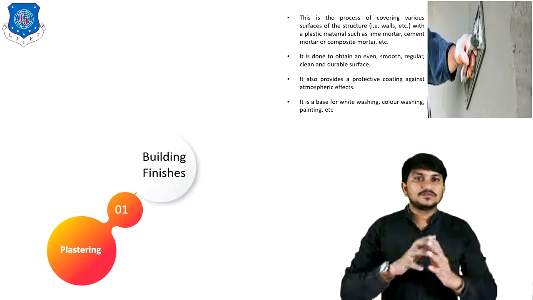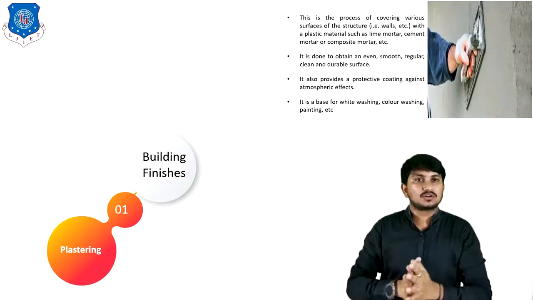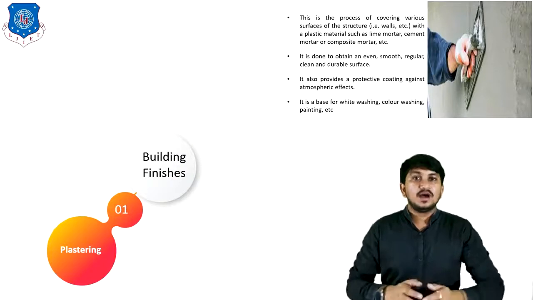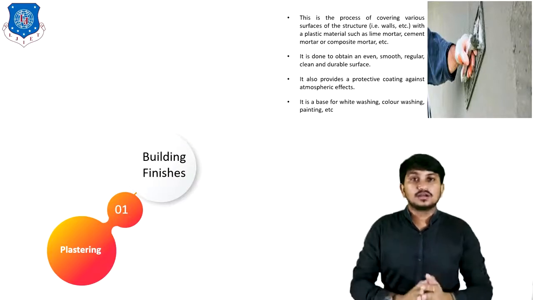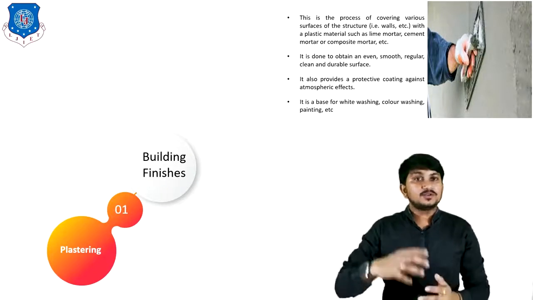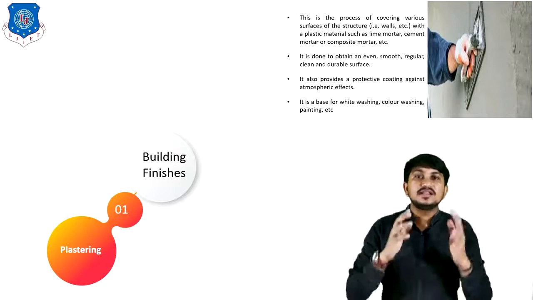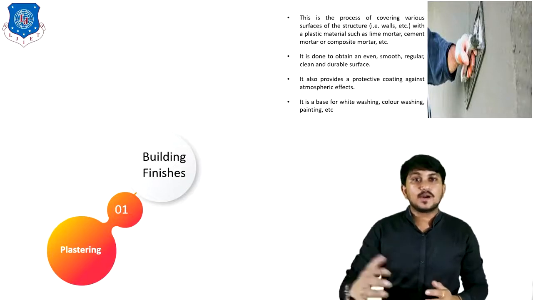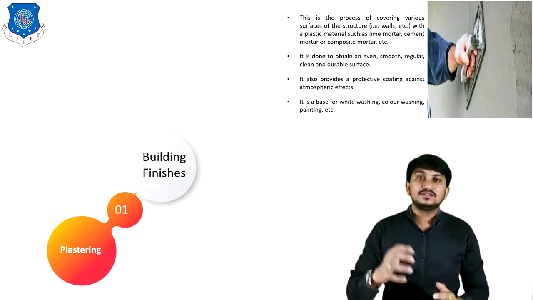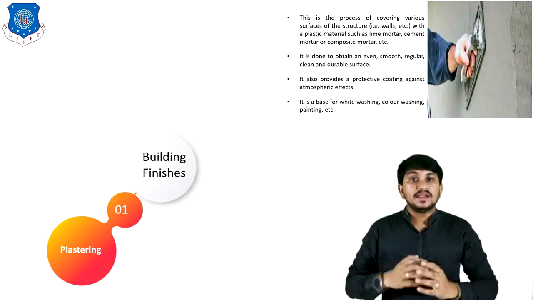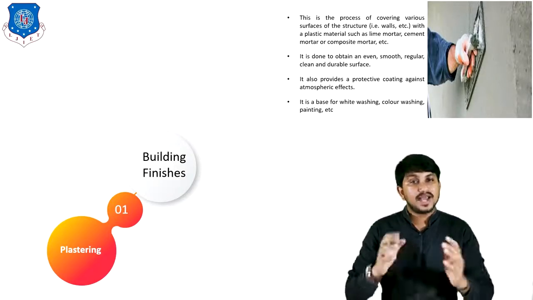This is the process of covering various surfaces of the structure, like a wall or column or any other, with a plastic material such as lime mortar, cement mortar or a composite mortar. It is done to obtain an even, smooth, regular, clean and durable surface. It also provides a protective coating against atmospheric effects such as rain, water, snow, etc. It is a base for whitewashing, color washing, painting, etc.